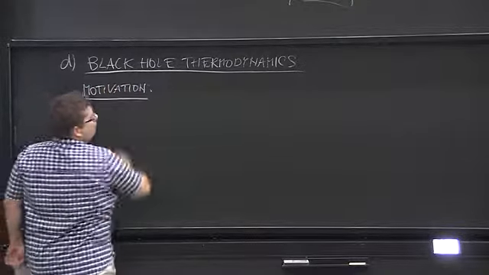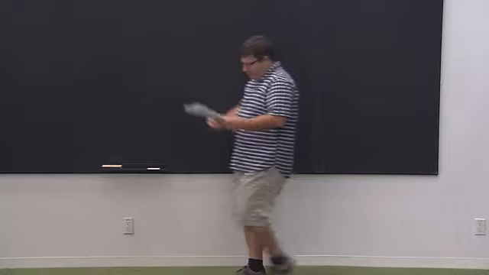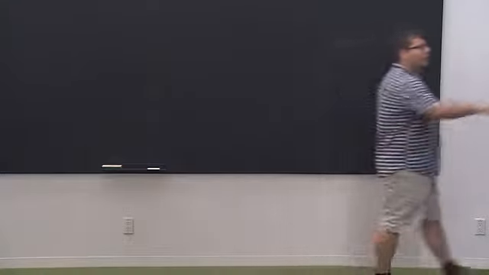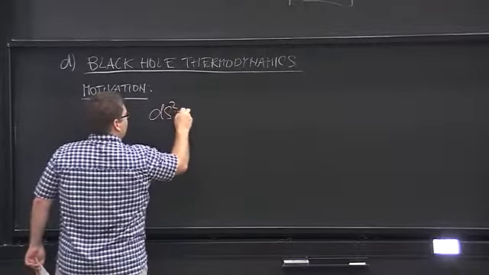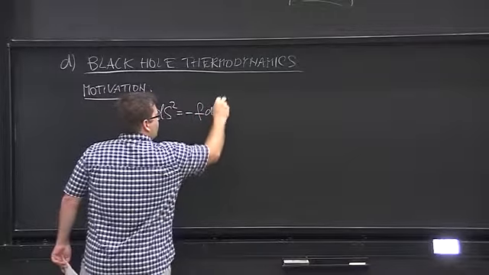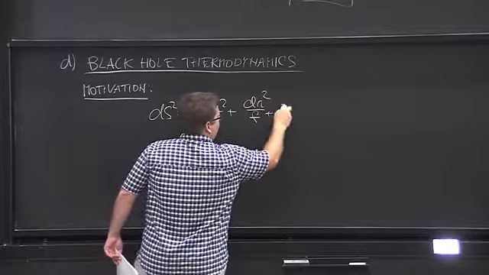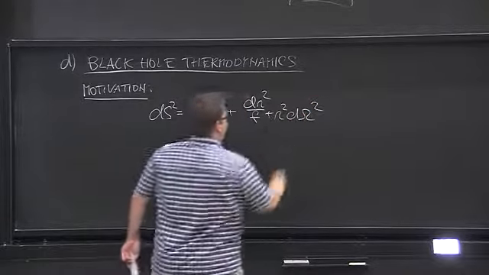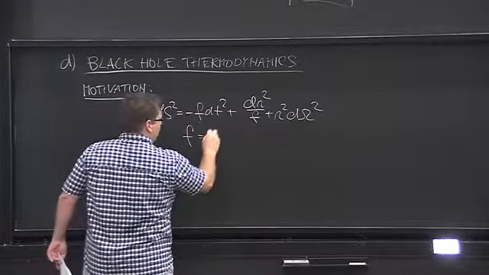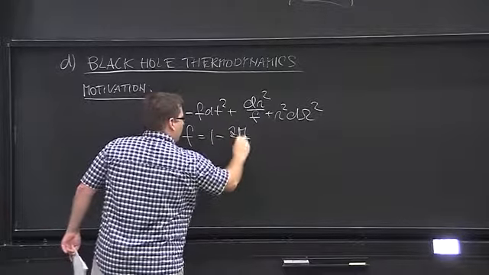Let us start with the Schwarzschild black hole, which we already know very well. So our metric is ds² = -f dt² + dr²/f + r² dΩ², and f is 1 - 2M/r.